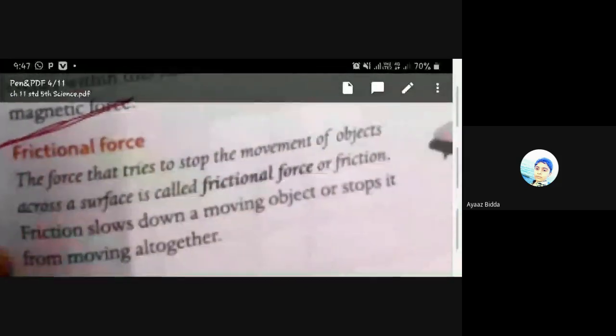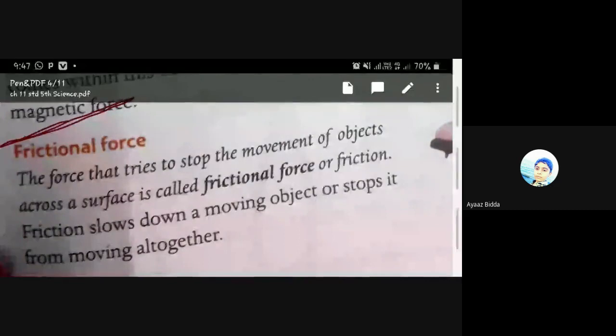The force that tries to stop an object when it is moving, the force that stops the movement of an object is called friction, or frictional force. When a vehicle moves and we apply the brake, what happens? Because of friction the vehicle stops moving. So this is called friction.